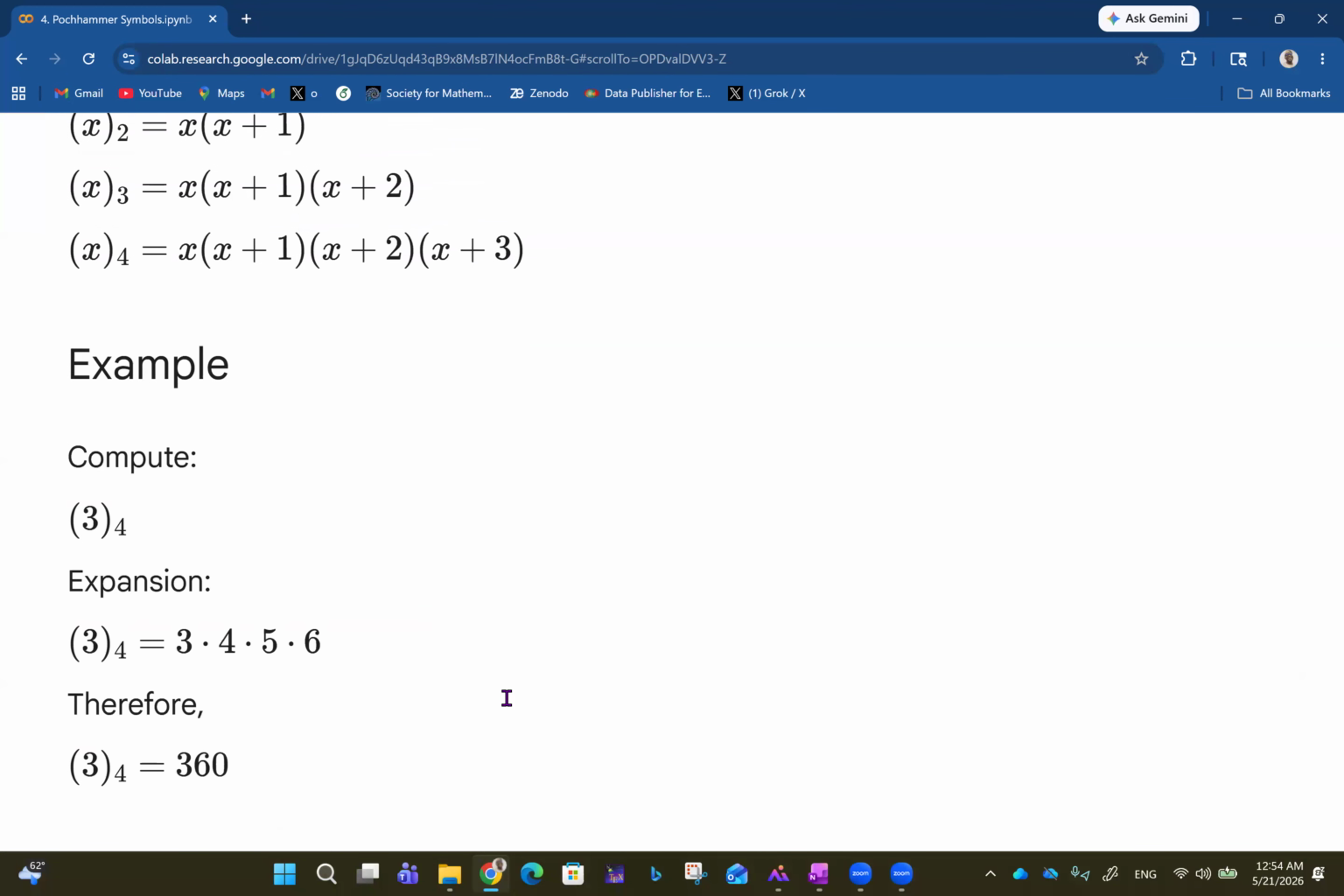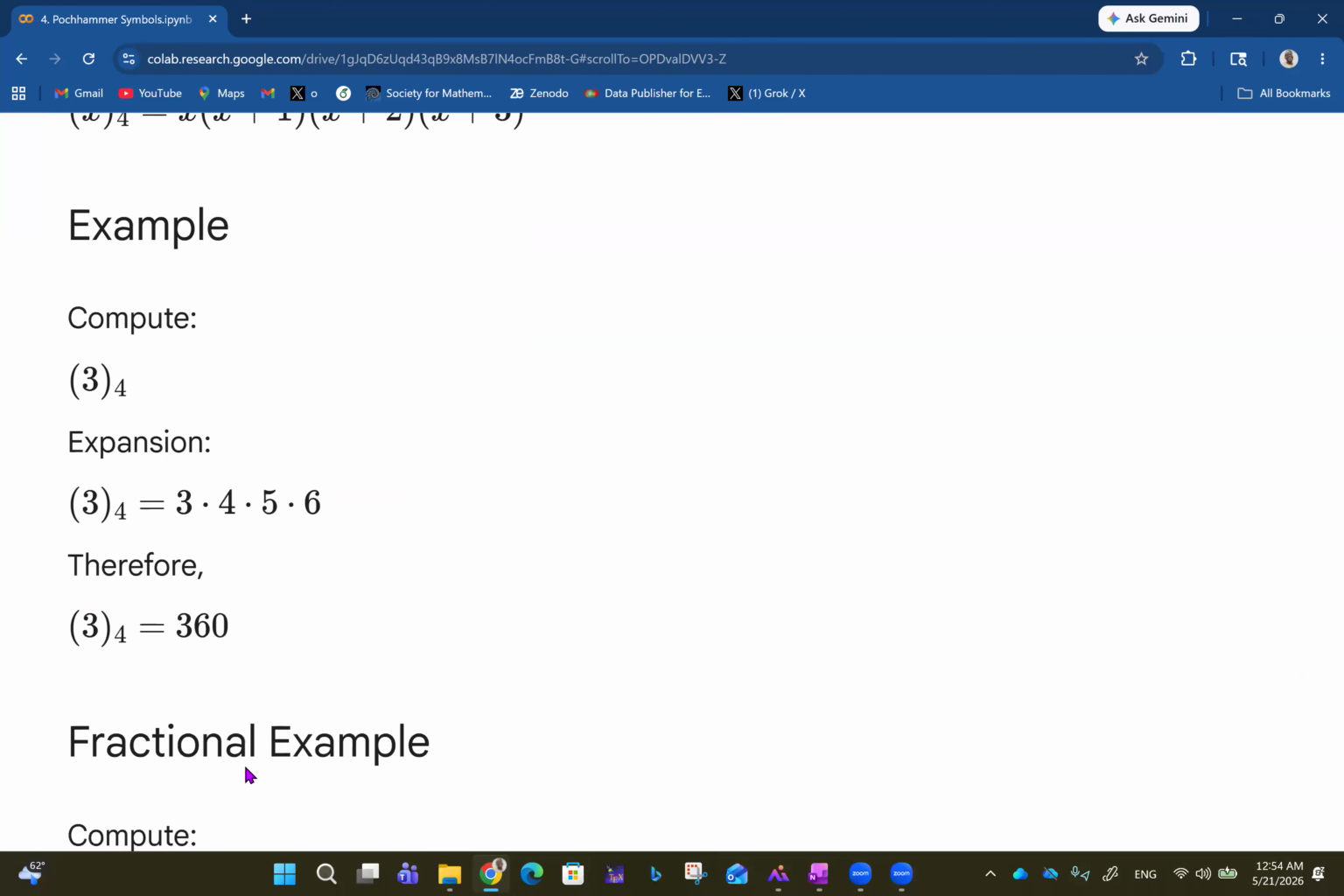For instance, if you have to deal with 3 sub 4 as a Pochhammer symbol, 3 sub 4 means start from 3 and keep multiplying until you go 4 steps. That's 3 times 4 times 5 times 6. That's 3, number 1, 4, number 2, 5, number 3, 6, number 4. Therefore, 3 sub 4 is 360.